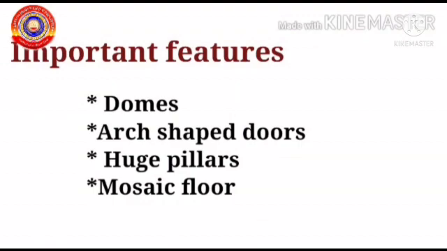The main features are: first one, domes, means roof of a building typically with a circular base. Second one, arch-shaped door, the shape of the door is like a semicircle. Third one, huge pillars, means a tall vertical structure of a stone building. Fourth one, mosaic floor. The floor is covered with mosaic.